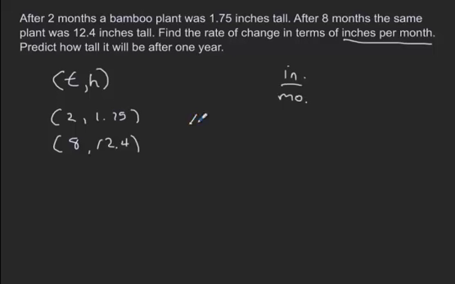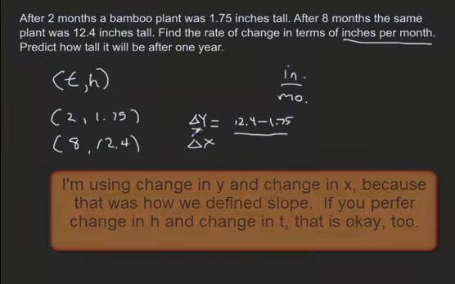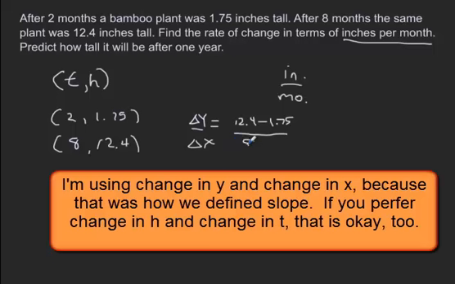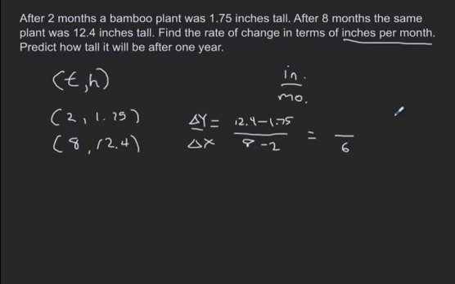So my change in y for my numerator is going to be 12.4 minus 1.75, and my change in x for my denominator is going to be 8 minus 2. Denominator is nice and easy. That's 6. And the numerator is going to be 10.65. And what do we have here? Our units are inches on top and months on bottom. So 10.65 inches over 6 months.